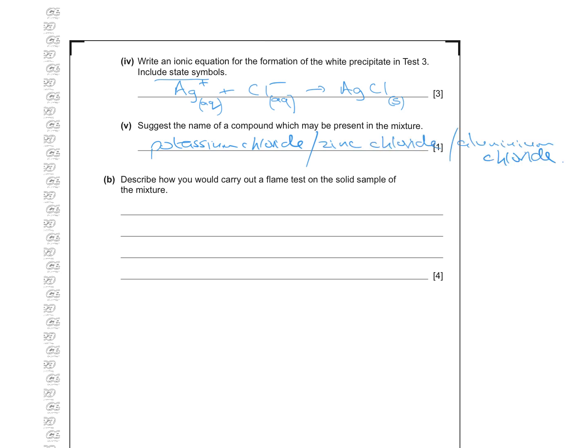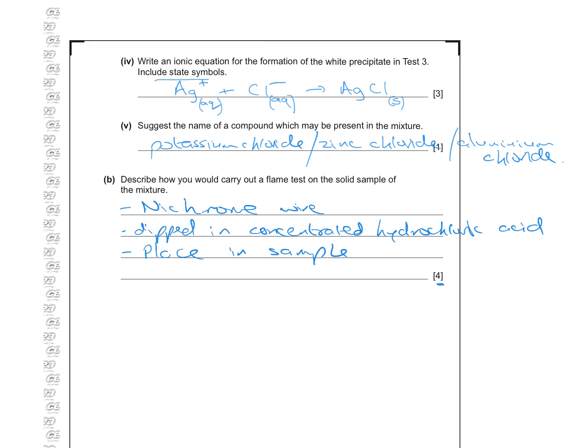In part B, describe how you would carry out a flame test. 4 marks, so a bit of detail is required. We're going to start off with a nichrome wire. It's going to be dipped in concentrated hydrochloric acid and is then placed into the sample, and then that's put into a blue Bunsen flame.